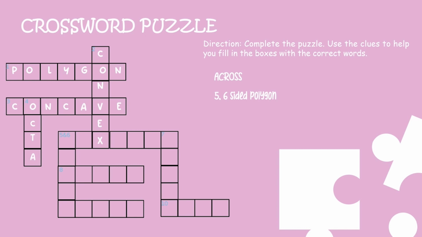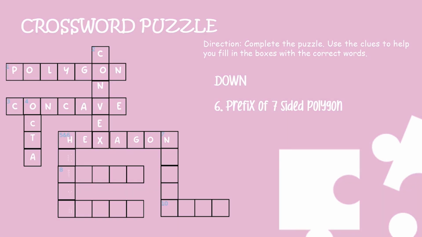Now number five is a six-sided polygon. What's the name of the six-sided polygon? Our only clue is X. The third letter is X. So correct. Hexagon. Now continue with down. Number six is the prefix of a seven-sided polygon. What is it? The only clue is H. Correct. It's heptagon. The prefix of heptagon is hepta.